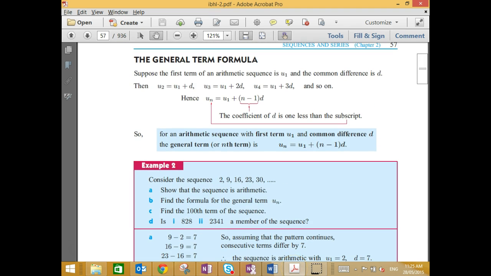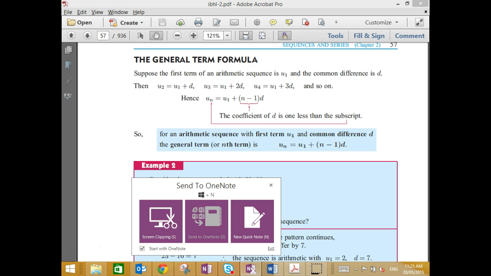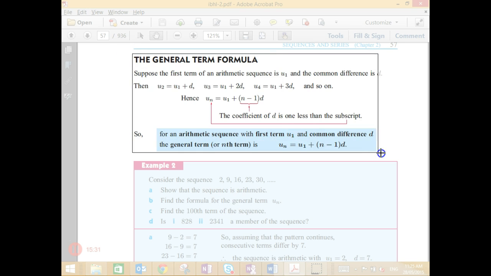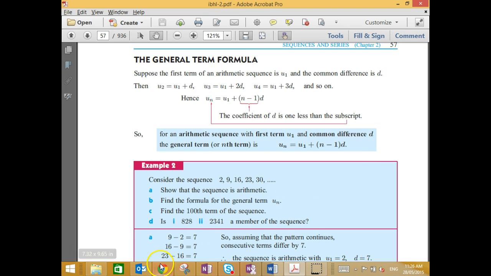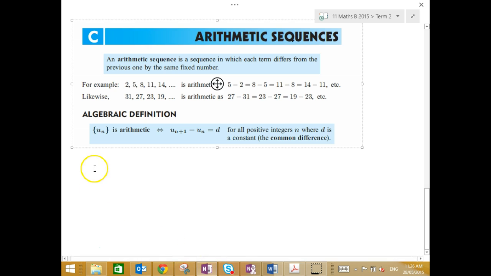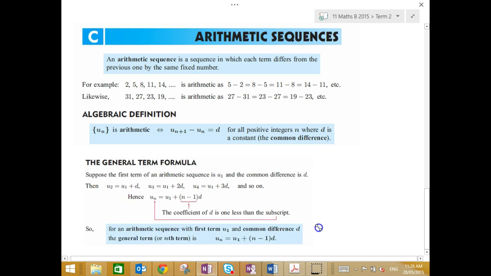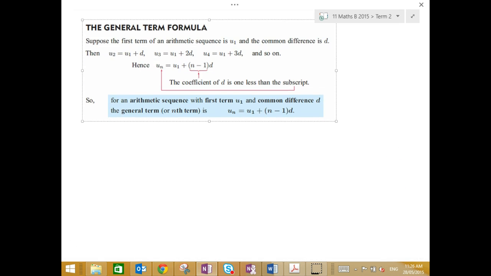Let's see. General formula. You'll come up with this yourself anyway. If I want to find any term in the sequence, all you have to do is figure out what number you are and just take the first one and add the difference, one less than whatever term you're up to. But we'll get to that. Well, we'll do an example, that'll help.